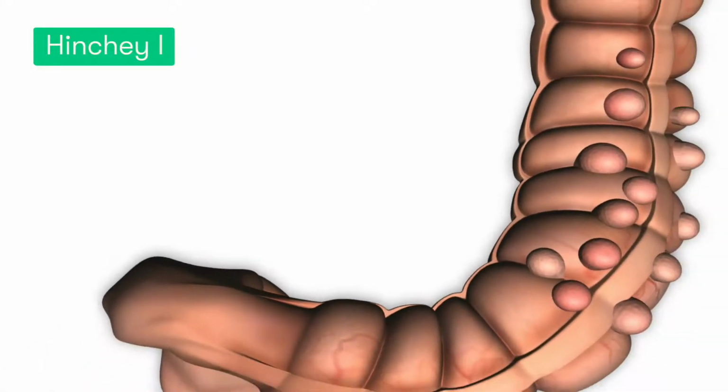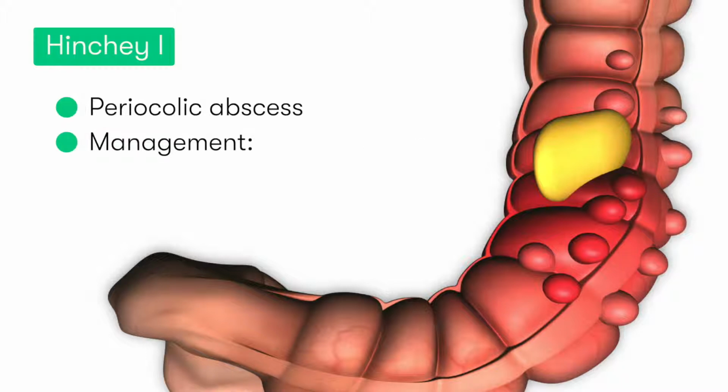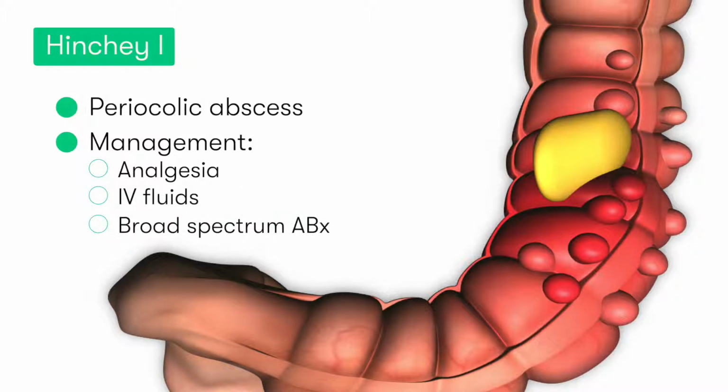Hinchey I refers to when a patient has developed a pericolic abscess, which is basically an abscess adjacent to the colonic wall. Most of the time, we can manage these patients in the same way as we do with mild diverticulitis. So with analgesia, IV fluids, and broad-spectrum antibiotics, again, most likely through the intravenous route.